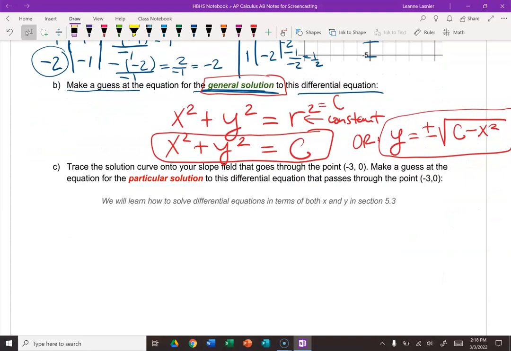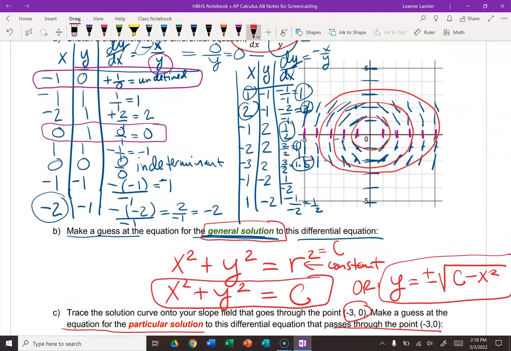Now what I want you to do, I already kind of drew on it, but on your slope field, I want you to find the point negative 3, 0, and let's make a guess at what that equation would be. So let's do that. Sorry, negative 3, 0, that was right here. So that would be, if I followed these slopes, that would kind of be going like this. So it looks like, sort of, right, if I'm following the slopes.